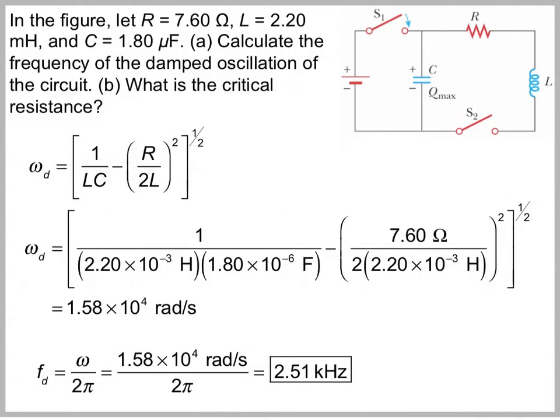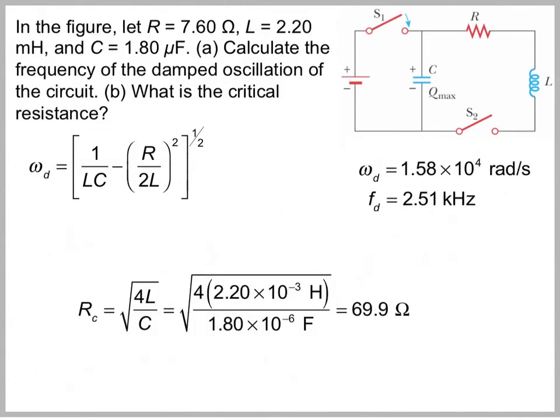The critical resistance of the system is going to be the square root of 4L over C. We plug that in, and the critical resistance would be 69.9 ohms. So if our resistor was a little bit more, we would have a critically damped system.